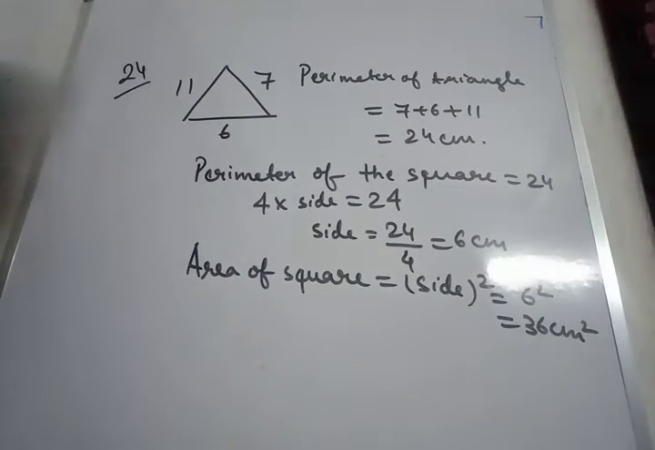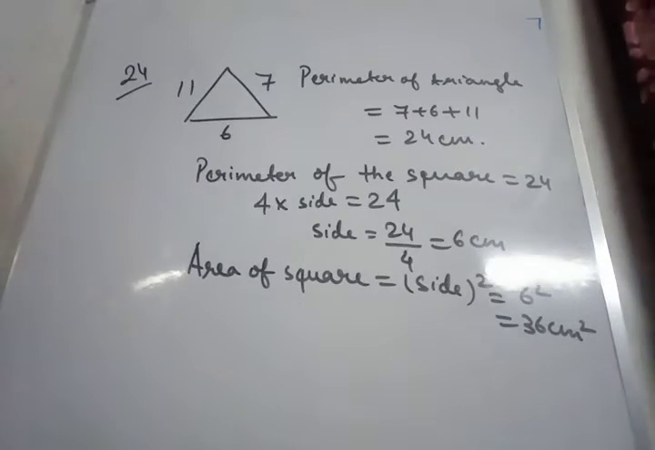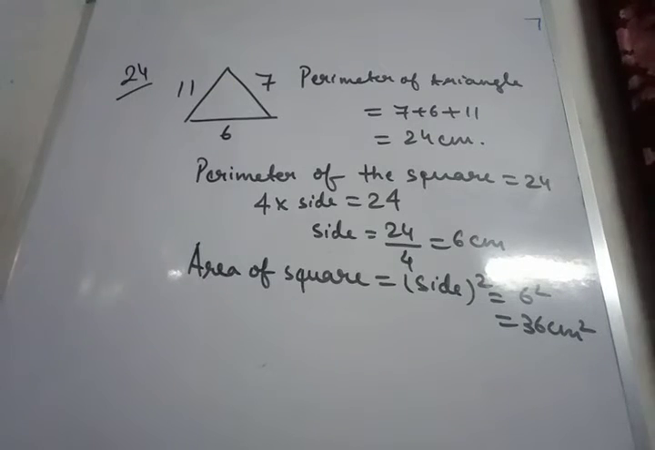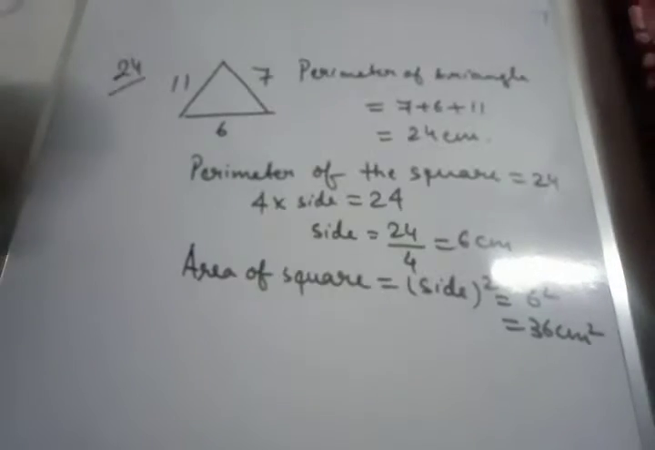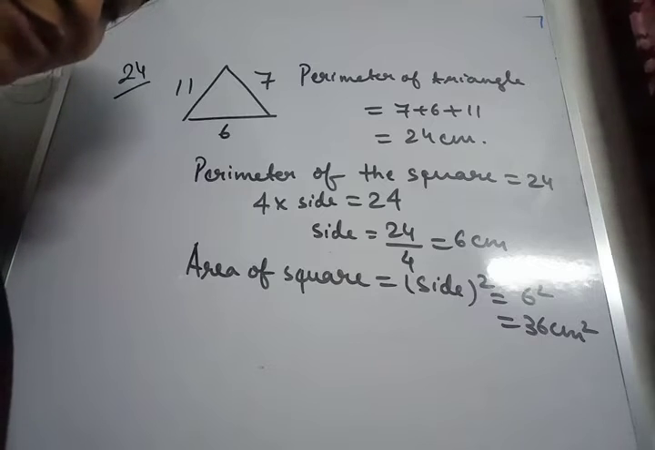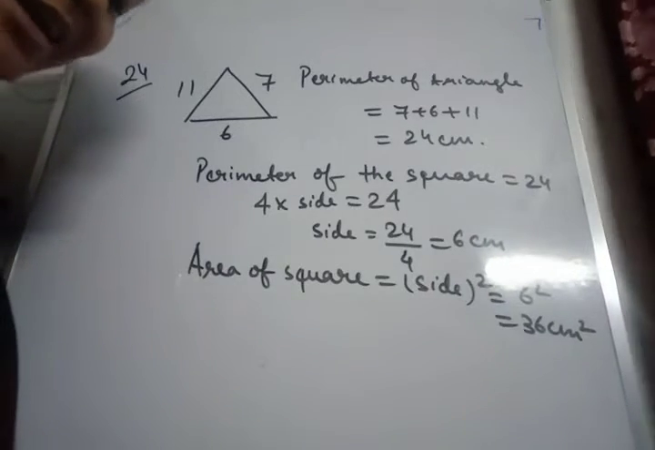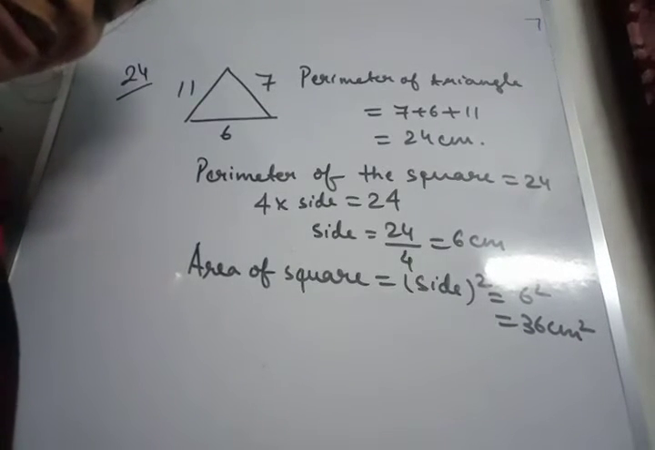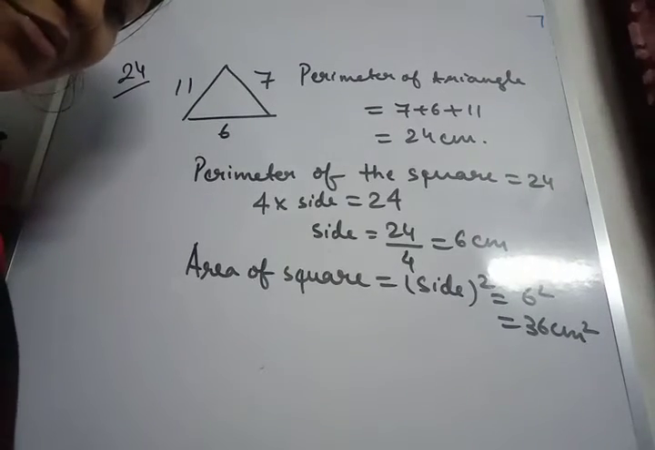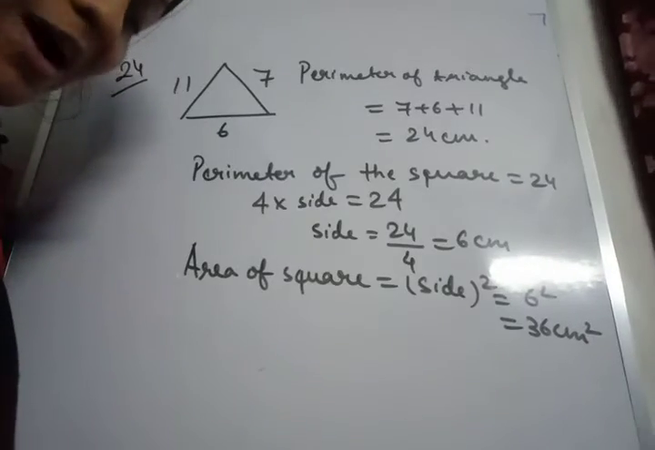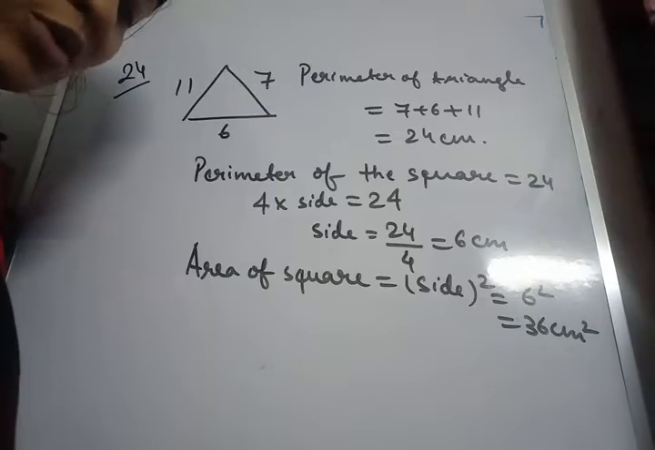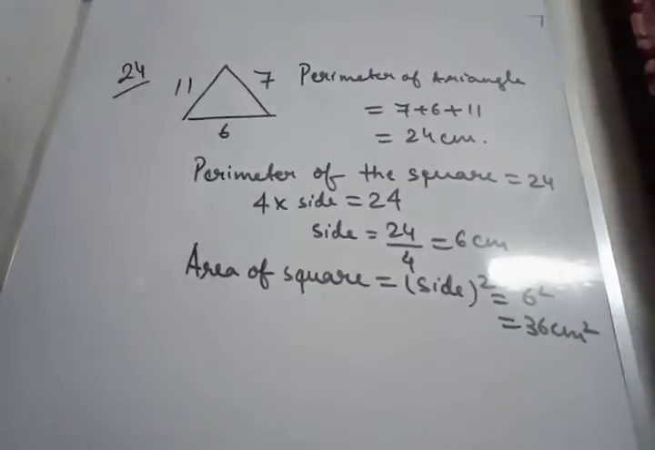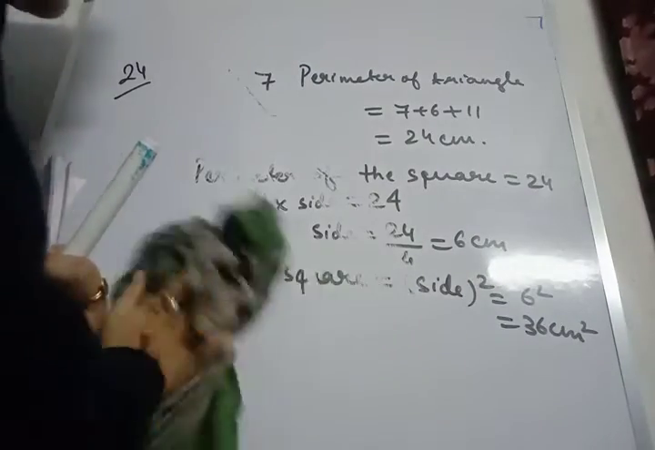Okay, so next sum, that is sum number 25. The question is, in an examination, 52% of the examinees failed in English, 42% failed in mathematics and 17% failed in both the subjects. If 115 examinees passed in both subjects, find the total number of examinees. So this is sum number 25, okay? It's a sum on percentage.